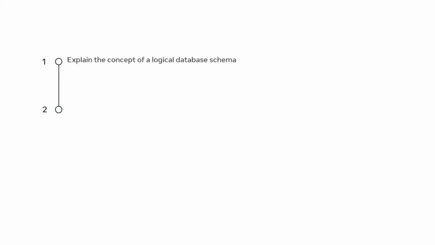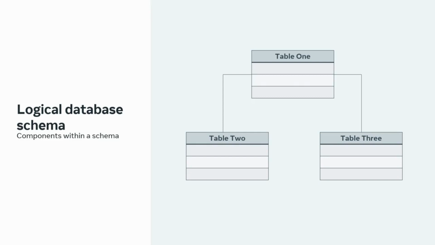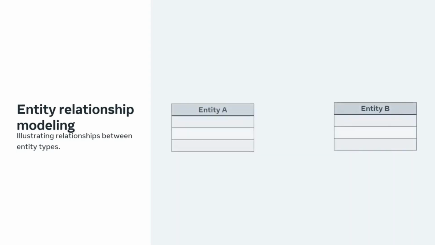Over the next few minutes, you'll explore some different types of database schemas, and by the end of this video, you'll be able to explain the concept of a logical database schema and outline the concept of a physical database schema. Let's begin by exploring a logical database schema. A logical database schema is how the data is organized in terms of tables. In other words, it shows what tables should be in a database and explains how the attributes of different tables are linked together.